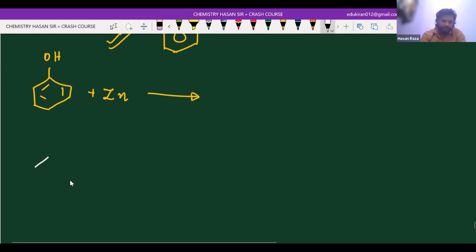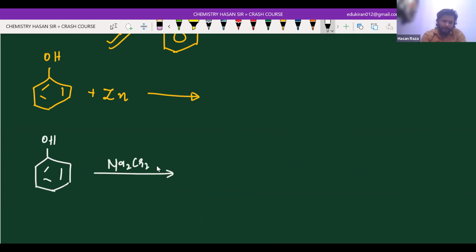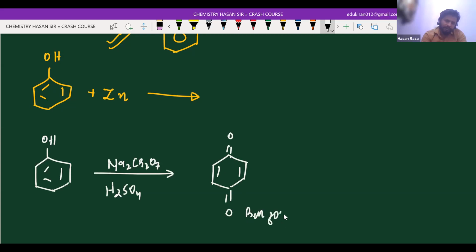The next reaction is oxidation of phenol. So if you react this with Na2Cr2O7 in the presence of H2SO4, this phenol will be oxidized into benzoquinone. This is your benzoquinone.